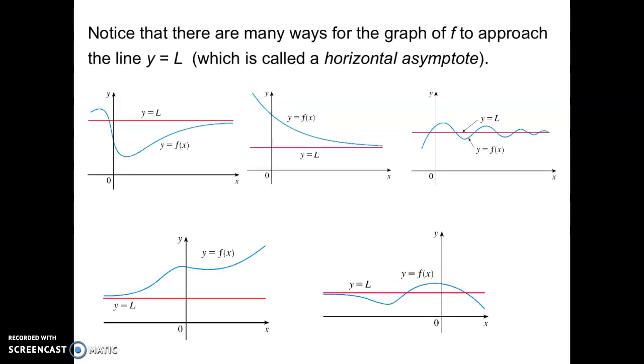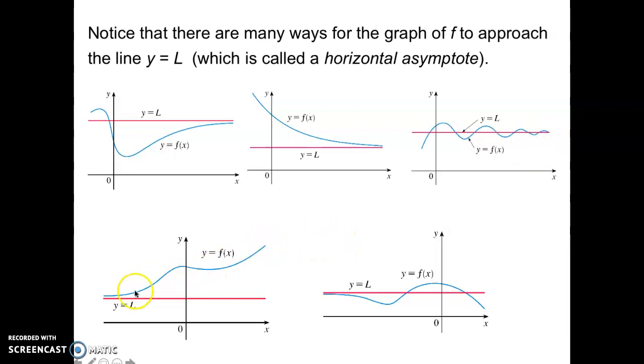So notice there are many different ways that the graph can approach a horizontal asymptote. I could have something like this where the function goes like this and approaches some horizontal asymptote. We could have an exponentially decaying function. Notice, by the way, that I can pass through that horizontal asymptote. I just have it that as I tend toward infinity, the curve seems to level off. Here's another one. This is tapering, getting closer and closer to 0.